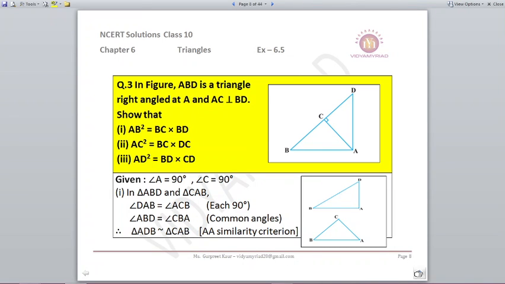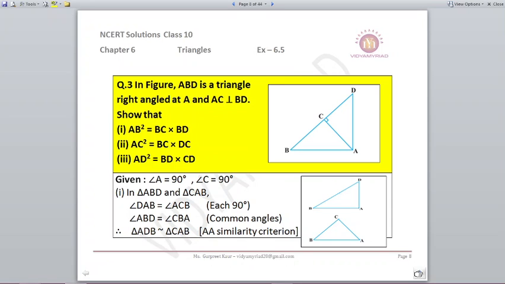Question number 3. In the figure, ABD is a triangle right angled at A and AC is perpendicular to BD. Show that AB square is equal to BC into BD. So let us prove the first part where we are going to take two triangles ABD and triangle CAB.